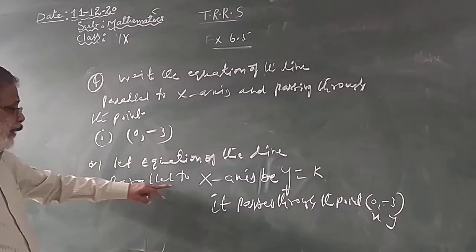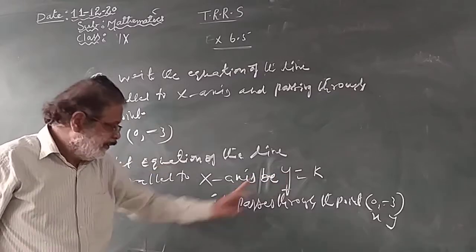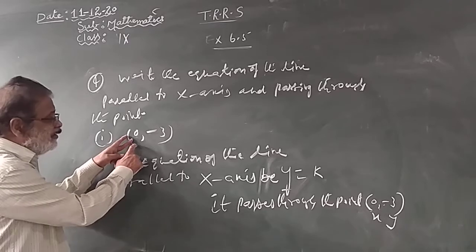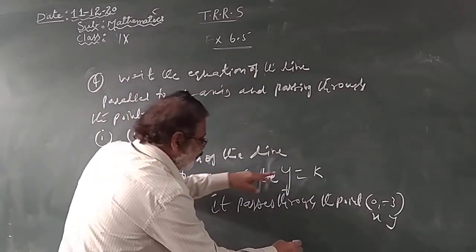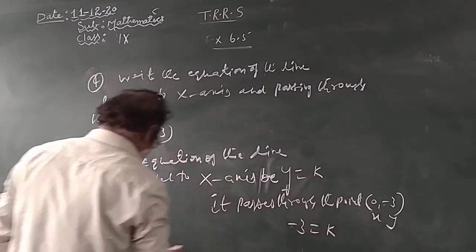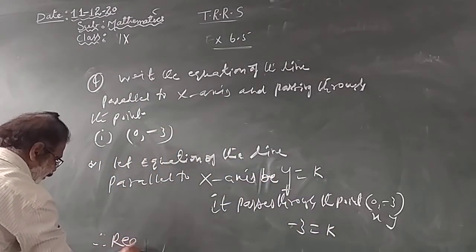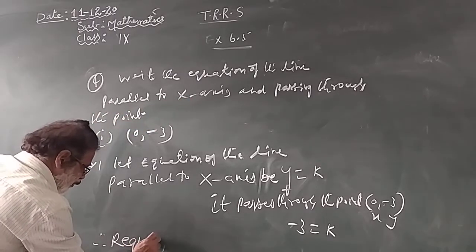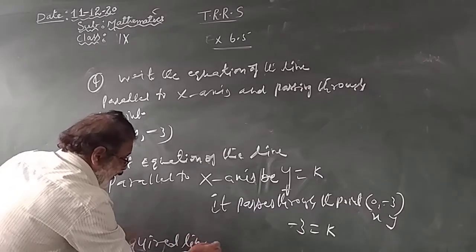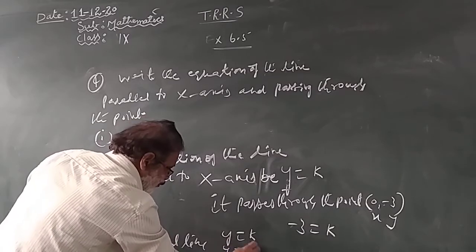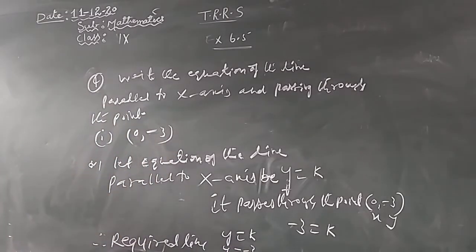Let the equation of the line parallel to x axis be y is equal to k. It passes through the point, what is given, 0 comma minus 3. 0 means x, minus 3 means y. Substitute in this. What is the y value? Minus 3 is equal to k. Therefore, what is the required line? Equation of the line parallel to x axis. The required line is y is equal to k. So k value how much? Minus 3. So y is equal to minus 3 is the line parallel to x axis.